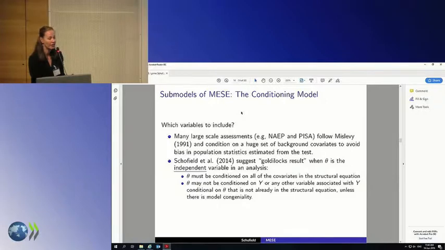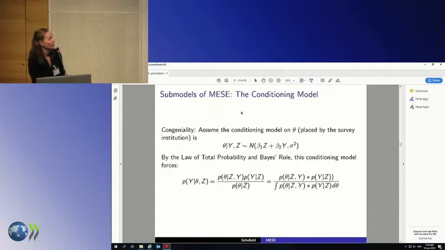So Jesse mentioned that he didn't really understand what that congeniality concept means, so I'm going to try and give you a pretty simple example of what I mean by the congeniality that's needed if you're going to include y in your conditioning model, and then have a structural model in which theta is in fact an independent variable. Okay, so let's assume that the conditioning model on theta, which is often placed there by the survey institution in some sense, we're going to choose a pretty simple case. We're going to choose the case where we've got some linear regression in which theta is conditioned on both y, the outcome of interest, and those background variables. This is a pretty simple model in this case.